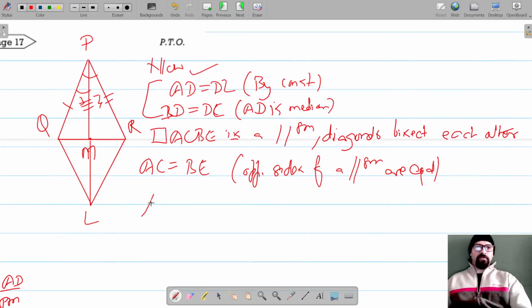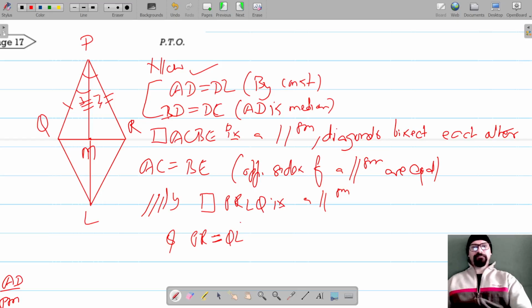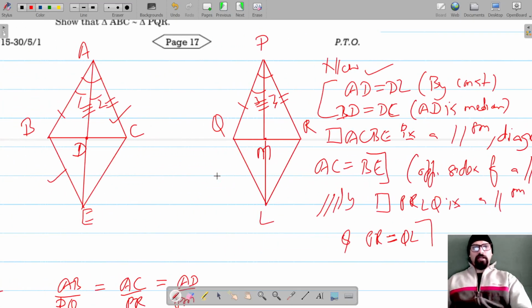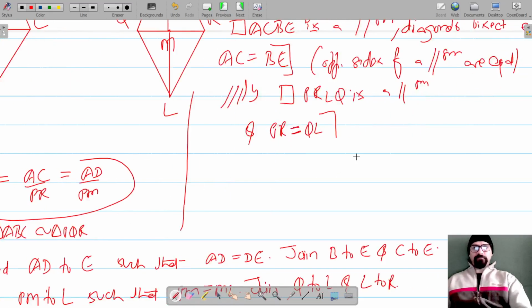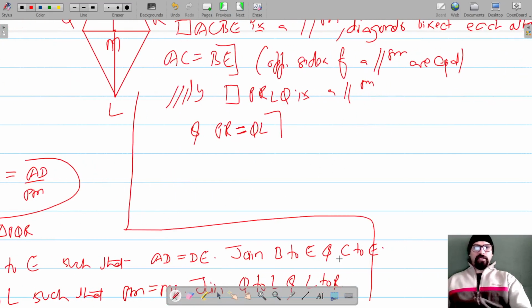Similarly, we can prove that quadrilateral PRLQ is a parallelogram, which gives me PR is equal to QL. So PR is equal to QL and AC is equal to BE. Now, let's use this. Once we have proved that it's a parallelogram, let me just write down.